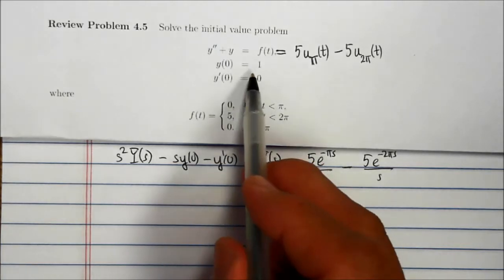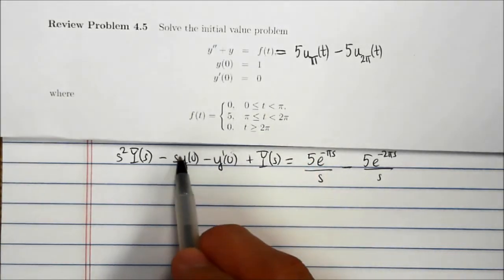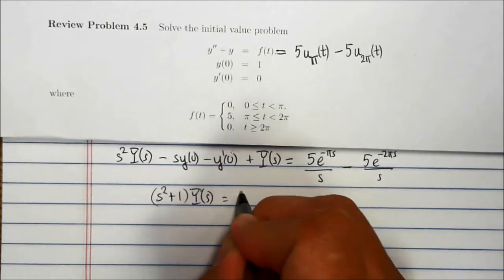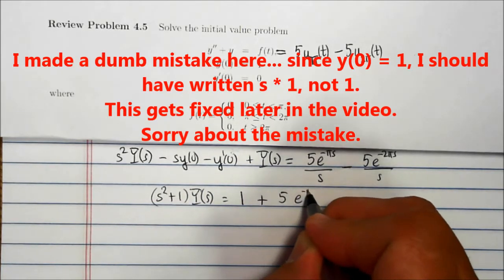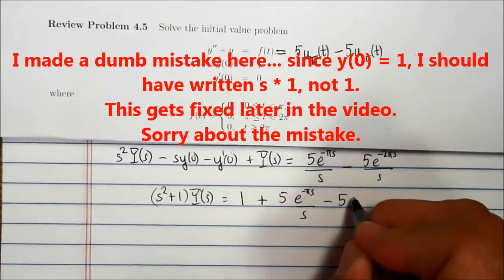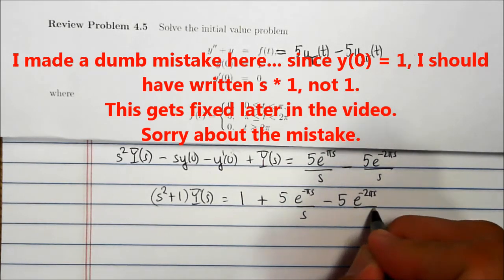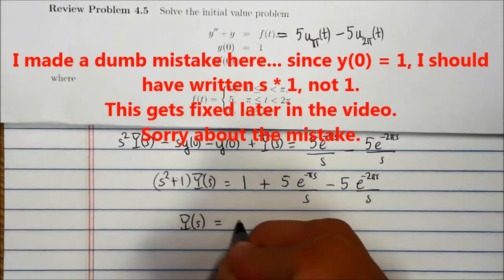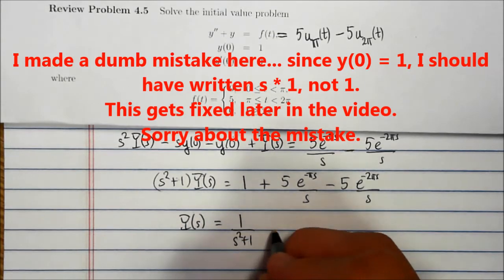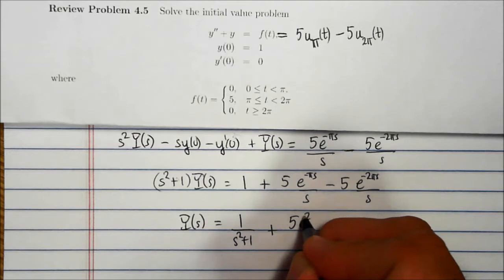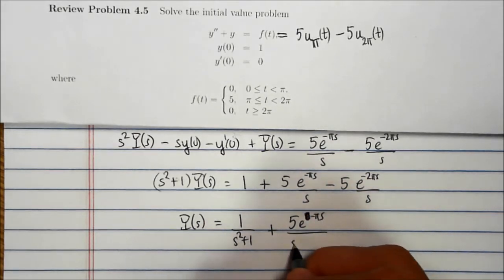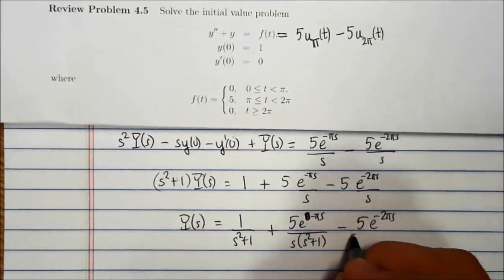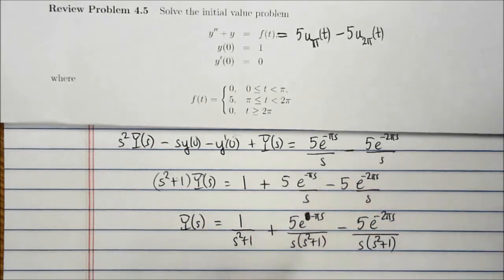Okay, so applying the initial conditions, this part is 0, this part is 1, so I'm going to bring that over to the right-hand side. S squared plus 1, y of s, equals 1 plus 5e to the minus pi s over s minus 5e to the minus 2 pi s over s. Then dividing by s squared plus 1, we get that the Laplace transform of the solution is 1 over s squared plus 1 plus 5e to the minus pi s over s times s squared plus 1, then minus 5e to the minus 2 pi s over s times s squared plus 1.